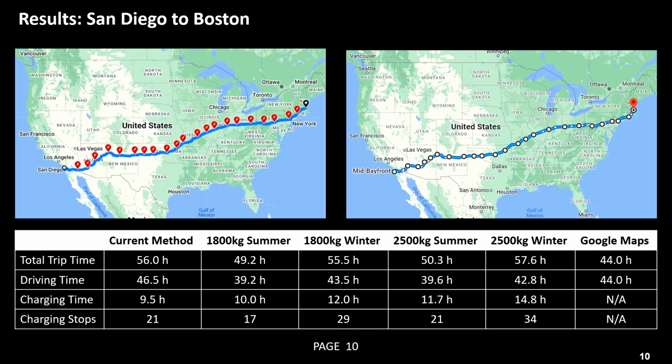As can be seen, the total travel time has a larger variance than current methods compute. This is seen here on this trip from San Diego to Boston, as we look at our total trip time, dependent upon summer versus winter, as well as a light load versus a heavy load.